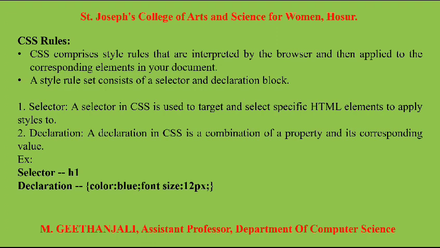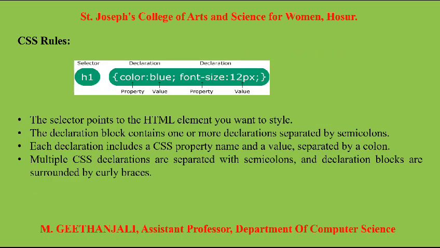Example: here the selector is h1 and the declaration is color: blue and font-size: 12px. The selector is h1, the heading level. That h1 heading level is blue in color and the font size should be 12px, as given in that example. In the CSS rule, the selector is h1, color is a property and blue is the value for that property. Font-size is the property and 12px is the value for that property.